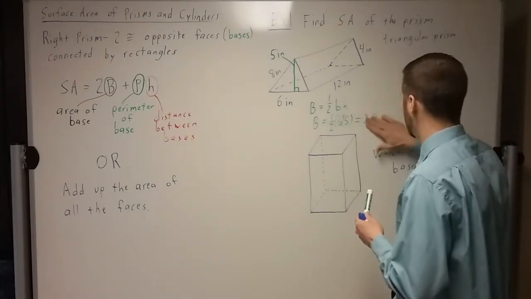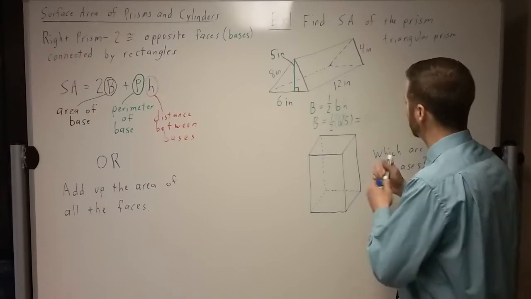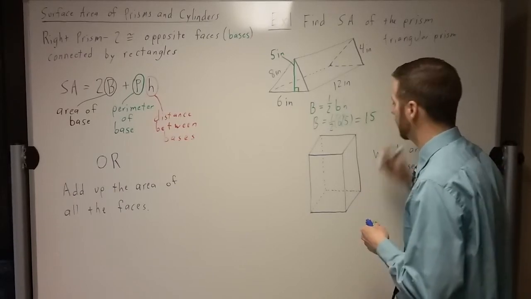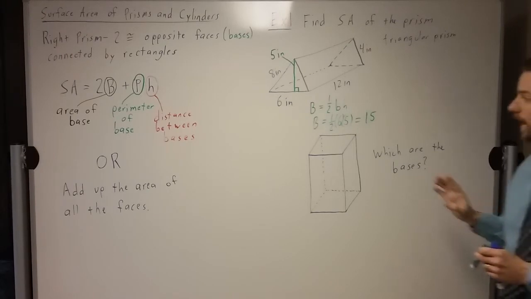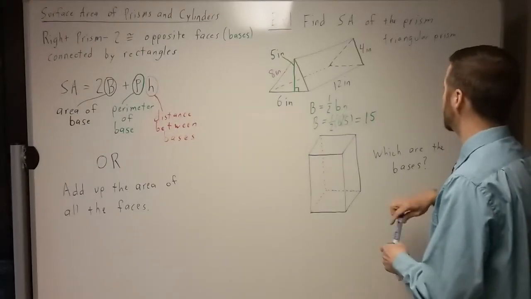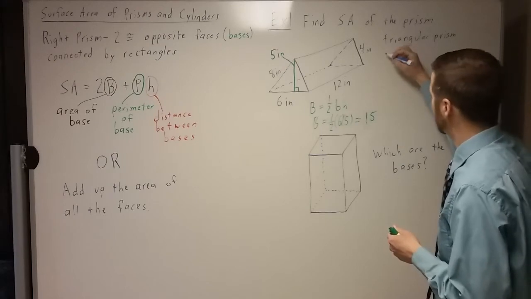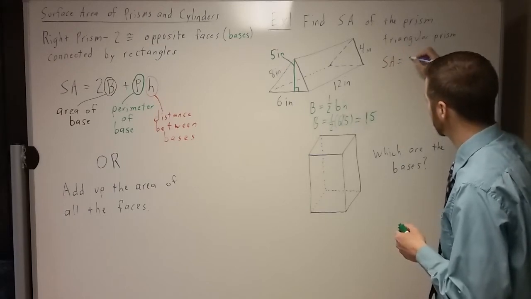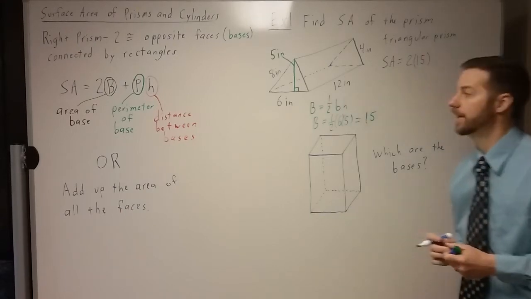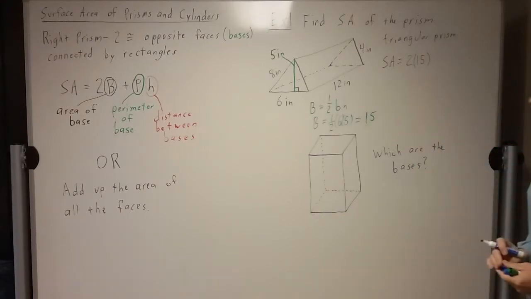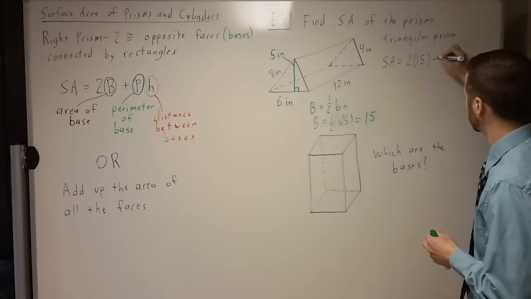And so we've got 30 times 1/2, which means we've got 15 for the area of the base. All right, so now let's see if we can put all this in here and figure out the surface area of this thing. So we've got surface area is 2 times area of the base. We just found out the area of the base is 15, plus the perimeter of the base.